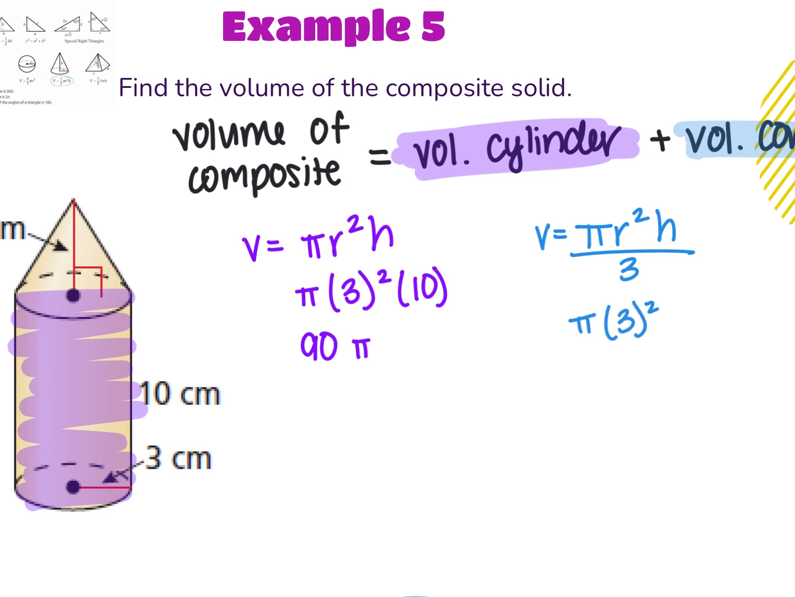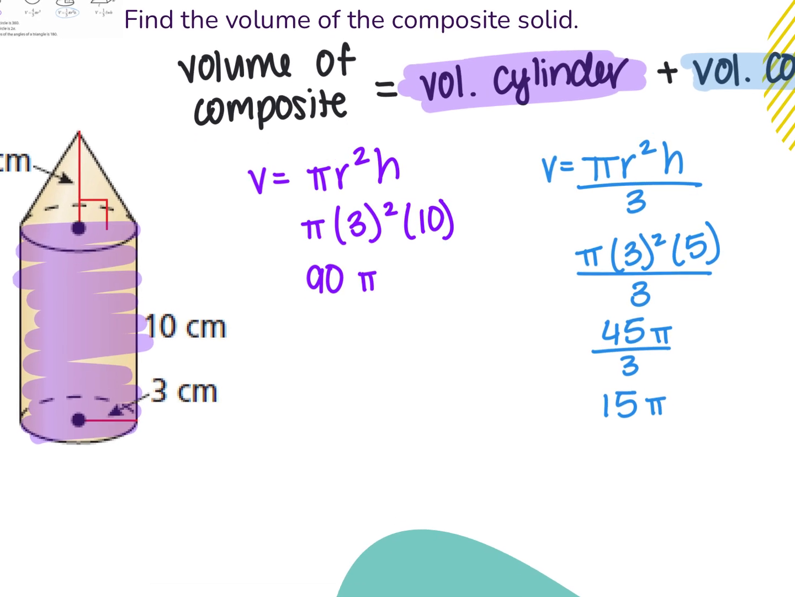And what's the height of my cone? Again, we're only looking at the cone. What's the height of the cone? It's not 10. What is it? It's 5. Okay, please don't get that confused. The formulas look very similar, but I'm using the cone only, and then I'm dividing it by 3. So solving it, 3 squared is going to give me 9. 9 times 5, I'm going to end up getting 45 pi over 3. And then I can go ahead and simplify that to 15 pi.